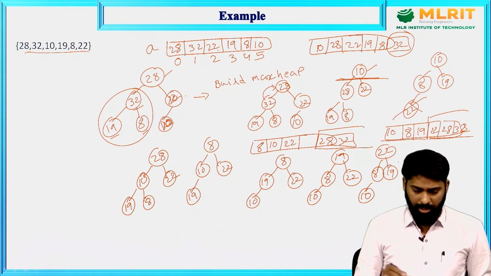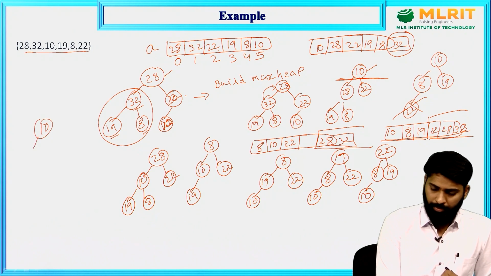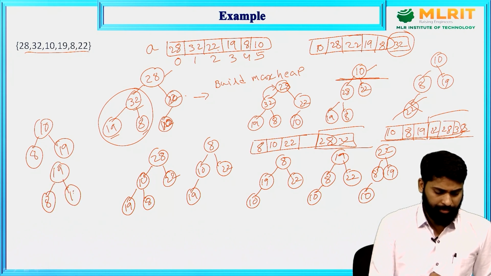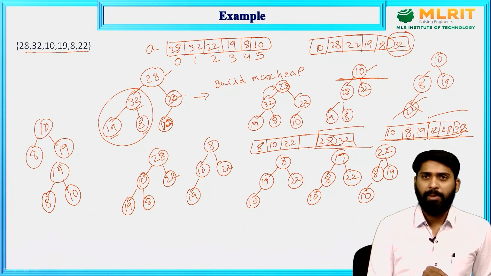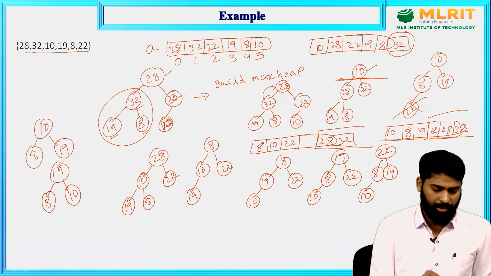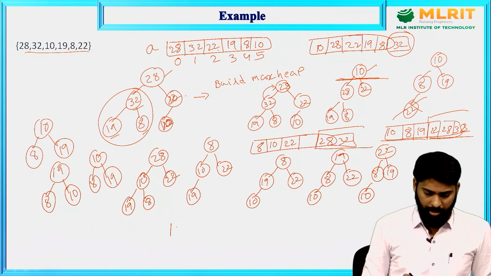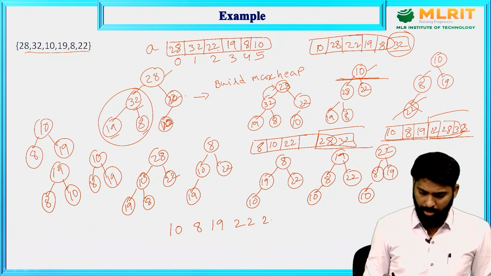The remaining elements are 10, 8, 19. Again build max heap 8, 10. Okay. So 19, 10. So make 19 as root, 8 and 10. And so replace 19 with the last element. What is the last element? 10. So 10, 8, 19. So what is the resultant array? The resultant array is 10, 8, 19, 22, 28, 32.